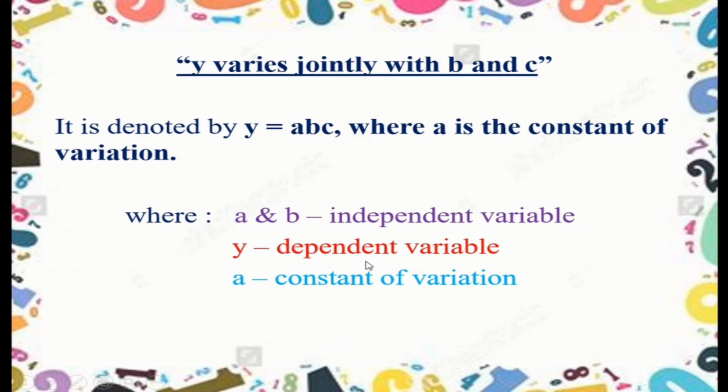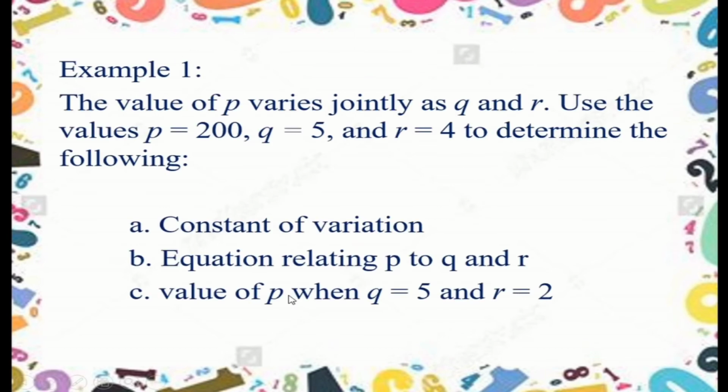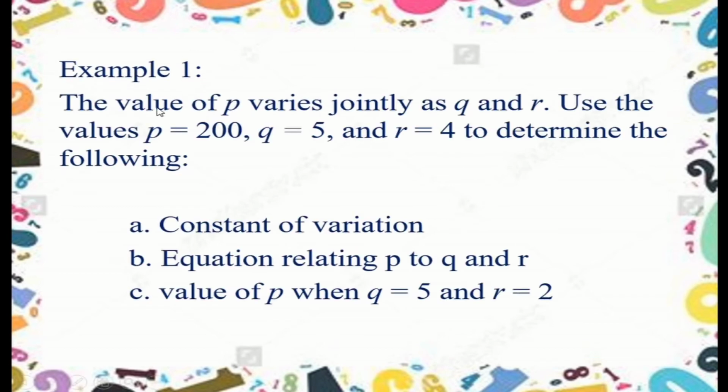So, let's have example number 1. For example number 1, the value of p varies jointly as q and r. Use the values p equals 200, q equals 5, and r equals 4 to determine the following. A, constant of variation. B, equation relating p to q and r. C, value of p when q is equal to 5 and r is equal to 2.